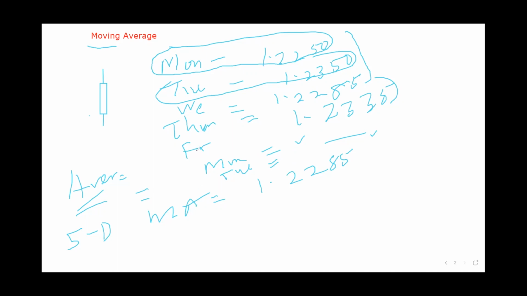As the day comes by, you are removing the oldest data, replacing it with the newest data, adding everything together, and dividing by the number of days of the moving average you are trying to calculate. Now, this is done automatically. Don't worry, you're not going to do this by yourself. So that's what we call the moving average.